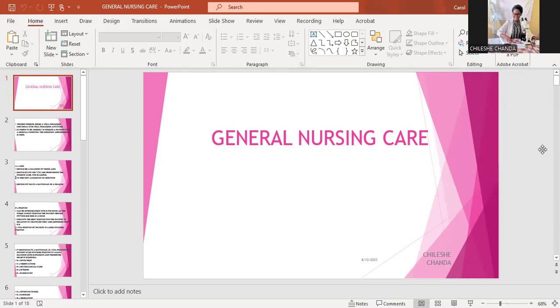And so we're going to look at the general nursing care. General nursing care is a way to take care of a patient who is suffering from a medical condition. It is not specific to any condition. Every condition has a way in which you can take care of the patient. Not everyone will have a fever, therefore you can't take care of every patient the same way. Not everyone will have diarrhea, therefore you cannot take care of every patient the same way.